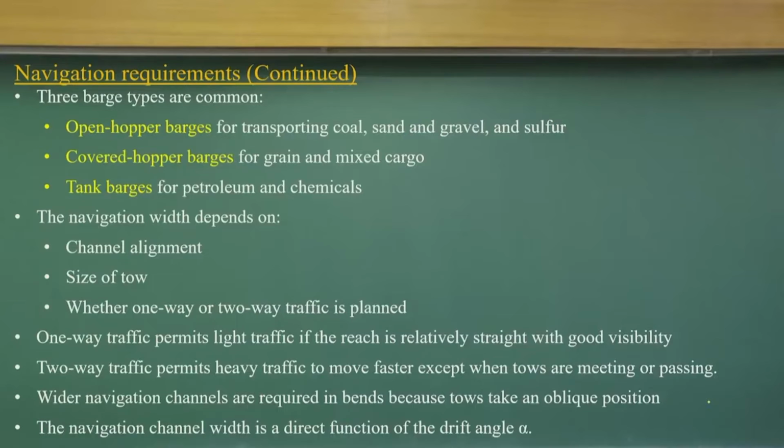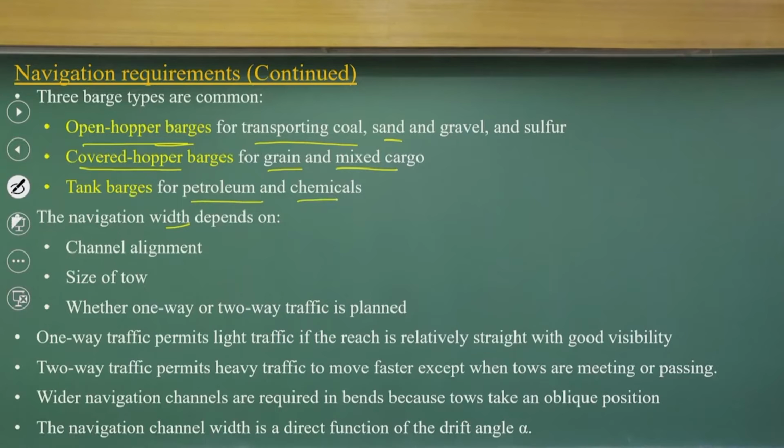Now, if you look at that, what I discussed is open hopper barges transporting coal, sand, gravel and sulphur. You can have covered hopper barges because it could be grain or mixed cargo, and tank barges for petroleum and chemicals.